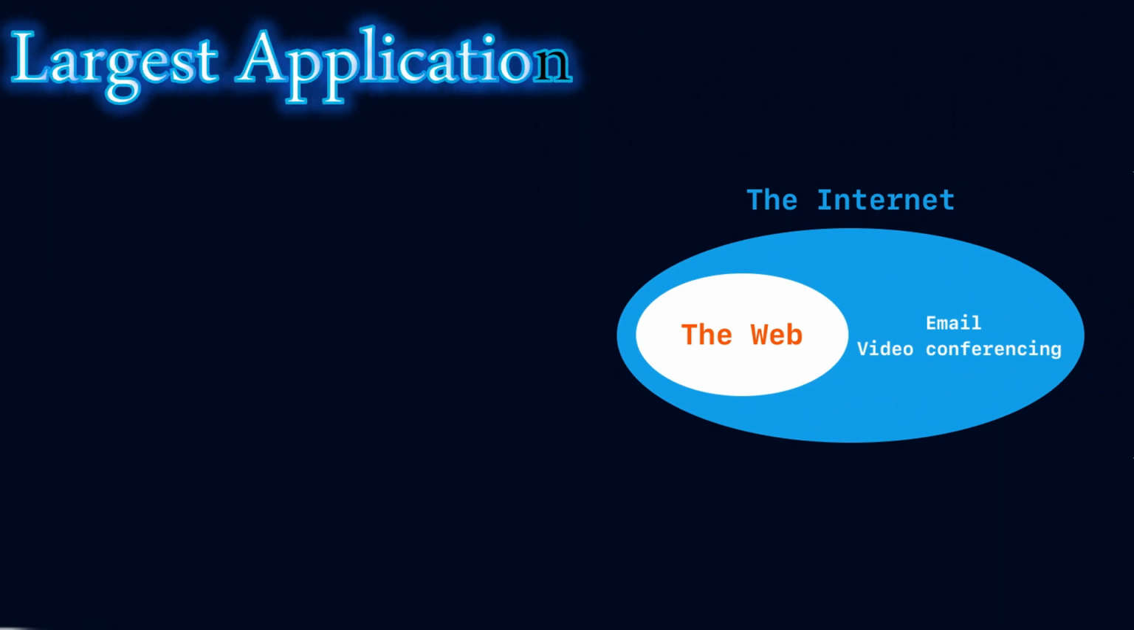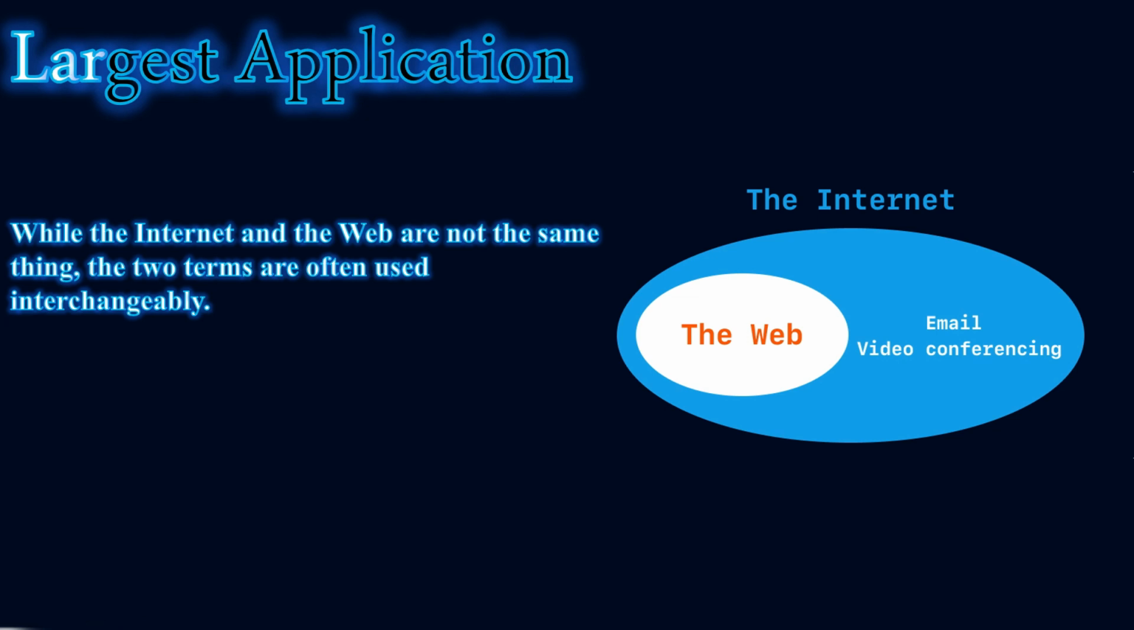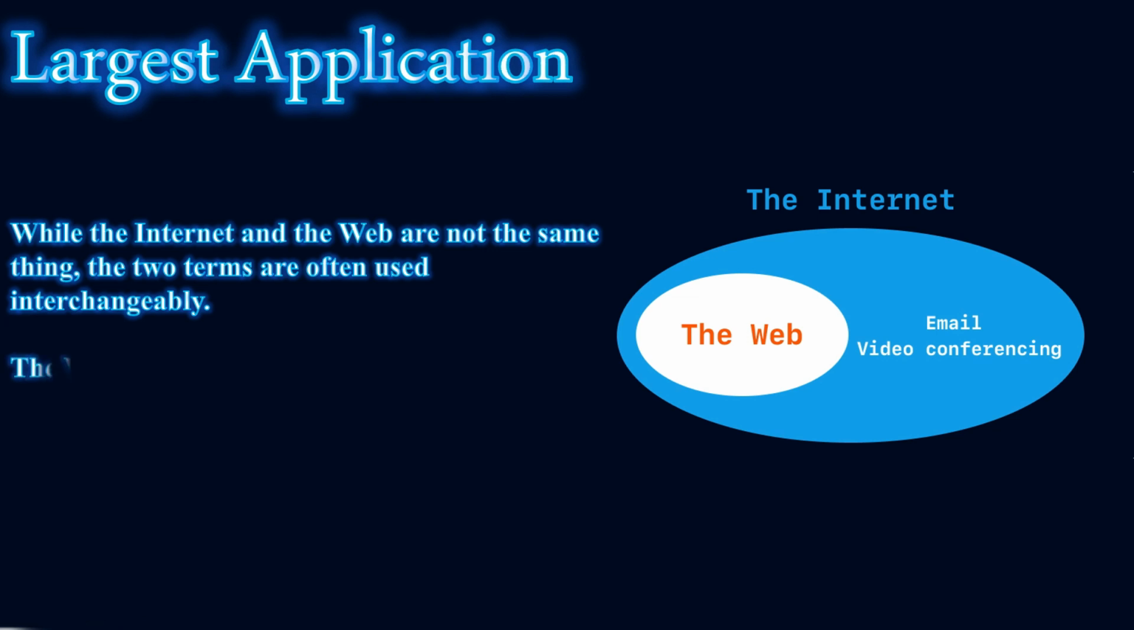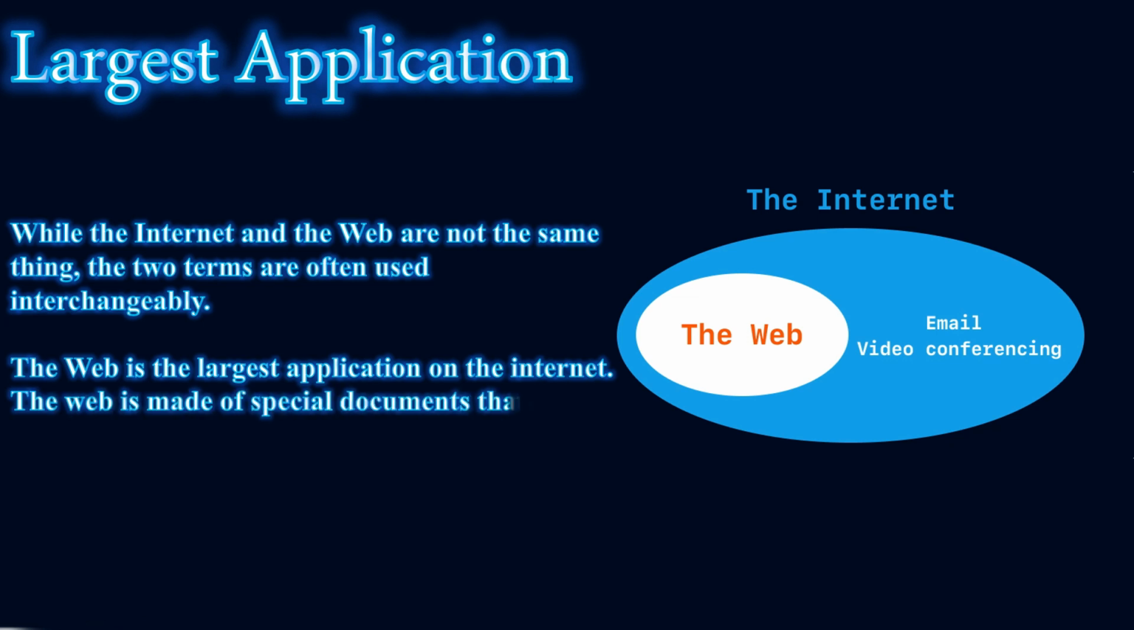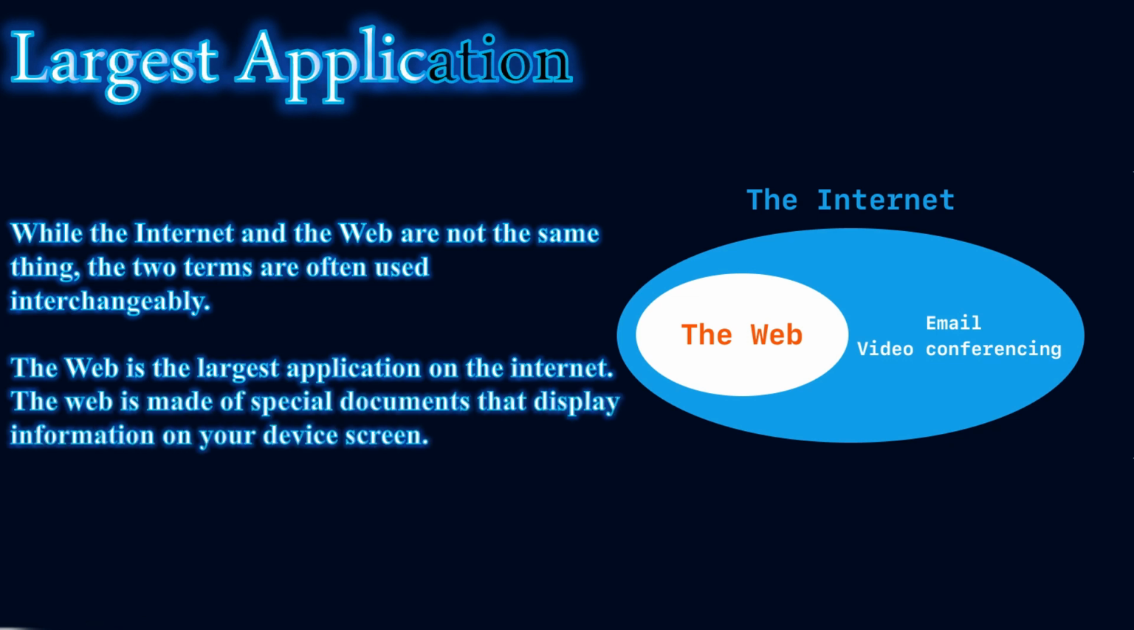So, the largest application. While the internet and the web are not the same thing, the two terms are often used interchangeably. The web is the largest application on the internet. The web is made of special documents that display information on your device screen. As you can see here, this large blue area is the internet and this smaller area is the web. So basically the web and the internet are not the same. The web is an application inside the internet.